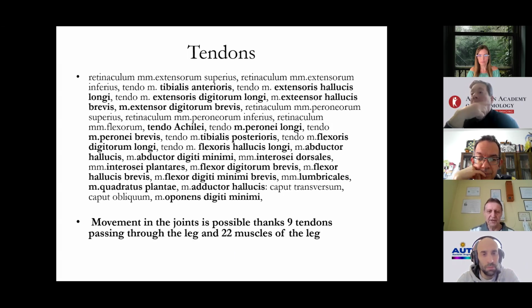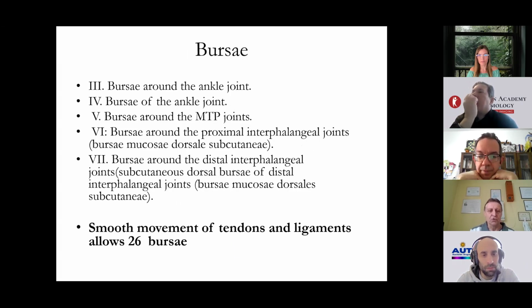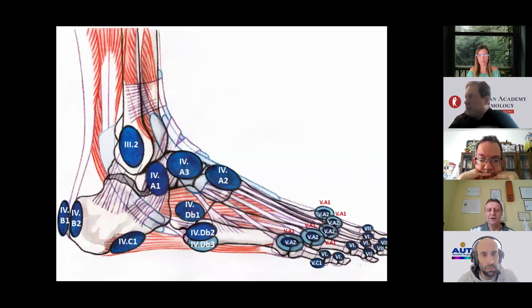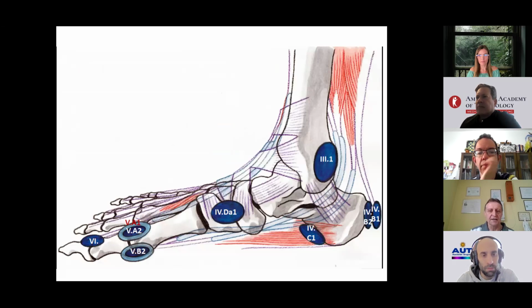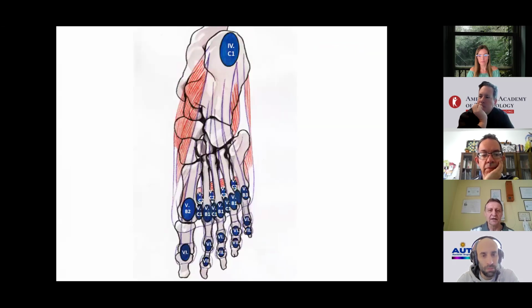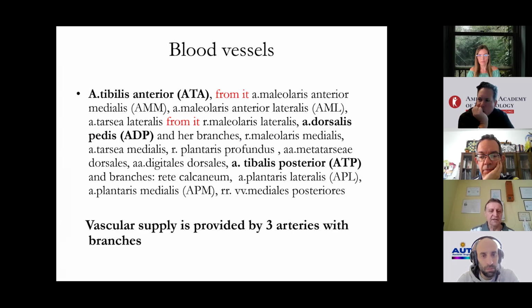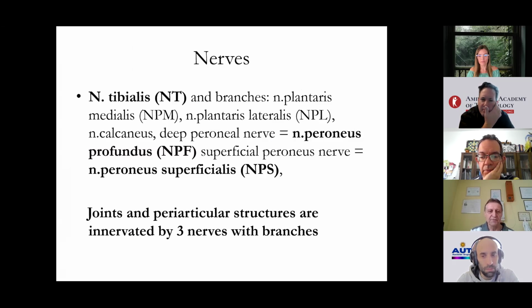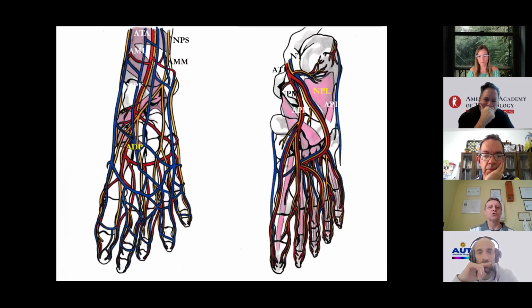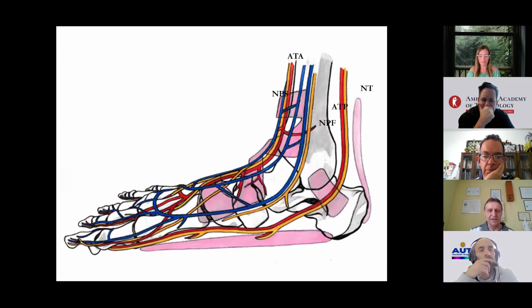Movement in the joints is possible thanks to 9 tendons passing through the leg and 22 muscles of the leg. Smooth movement of tendons and ligaments is allowed by 26 bursae. On these pictures, you can see tendons and bursae on the lateral side, medial side, dorsally, and plantarly. Vascular supply is provided by 3 arteries with branches. Joints and periarticular structures are innervated by 3 nerves with branches. On these pictures, you can see neurovascular structures dorsally, plantarly, laterally, and medially.